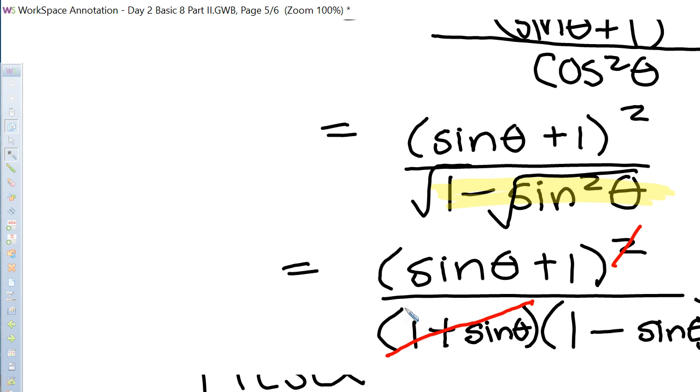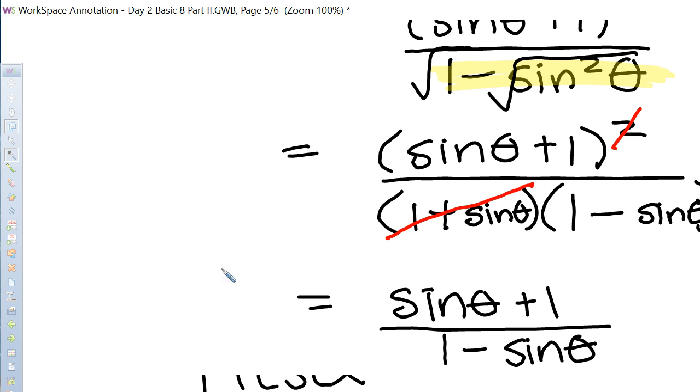No. What are we supposed to have in the numerator? 1 plus sine of theta. So commutative property of addition. I can rearrange that order to 1 plus sine of theta over 1 minus sine of theta. So now we finally got the left side to equal the right side.